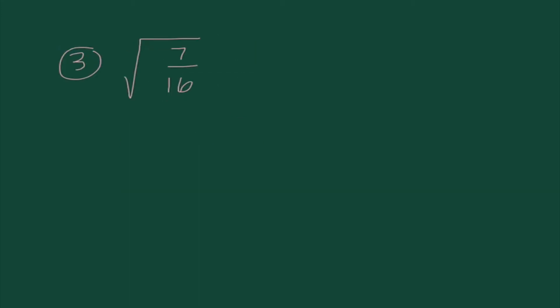Okay, for number 3 here, we have a slight issue because we know that we cannot have a fraction underneath my radical. So the first thing I'm going to do is split this up and square root the numerator and square root the denominator. So I'm going to look in the numerator first, and there's actually nothing that I can do with 7, so it's going to stay radical 7.